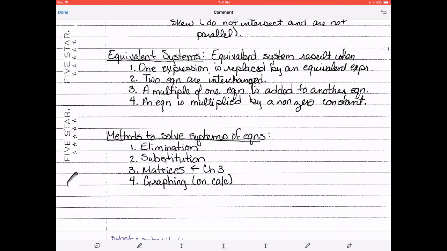Now, when we have systems of equations, we have four ways to solve them. We have elimination, substitution, graphing, which is done on the calculator, and I'll tell you what I expect when you solve it that way. And we have matrices, which is chapter 3. Now, elimination and matrices are very similar. Okay? And so you'll see that.